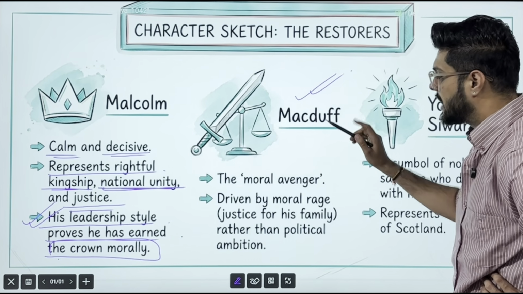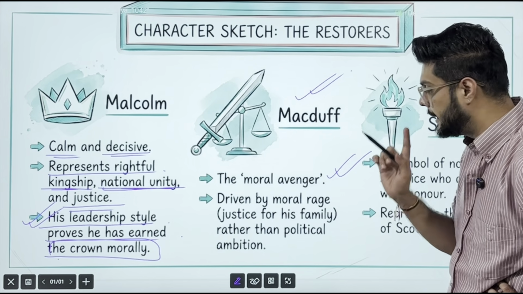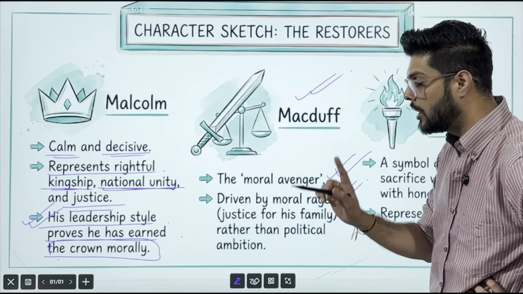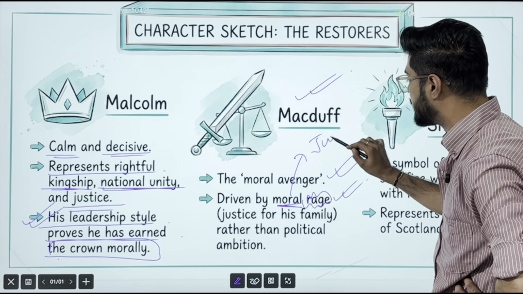On the other hand, Macduff, he is the moral avenger. He is the one who avenges his family's death, and he's driven by moral rage. Although he's driven by rage, that rage is for the sake of justice.